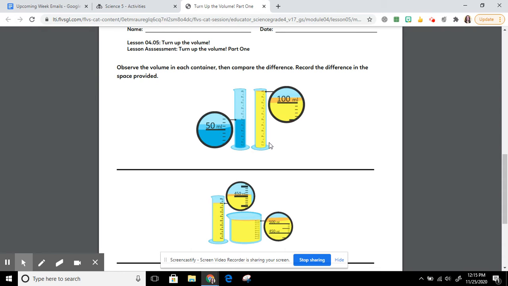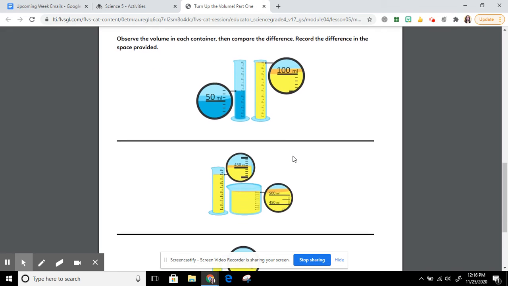Okay, and then on your second page, you've got to observe the volume in each container and then find the difference. So for this first one, you obviously want to look at the one that has the most amount of volume, and that's 100 milliliters. And again, we're looking at that bottom line of the liquid. And in this graduated cylinder, the liquid is at 50 milliliters. So we would do 100 milliliters minus 50 milliliters, and that equals 50 milliliters. So our answer would be 50 milliliters.